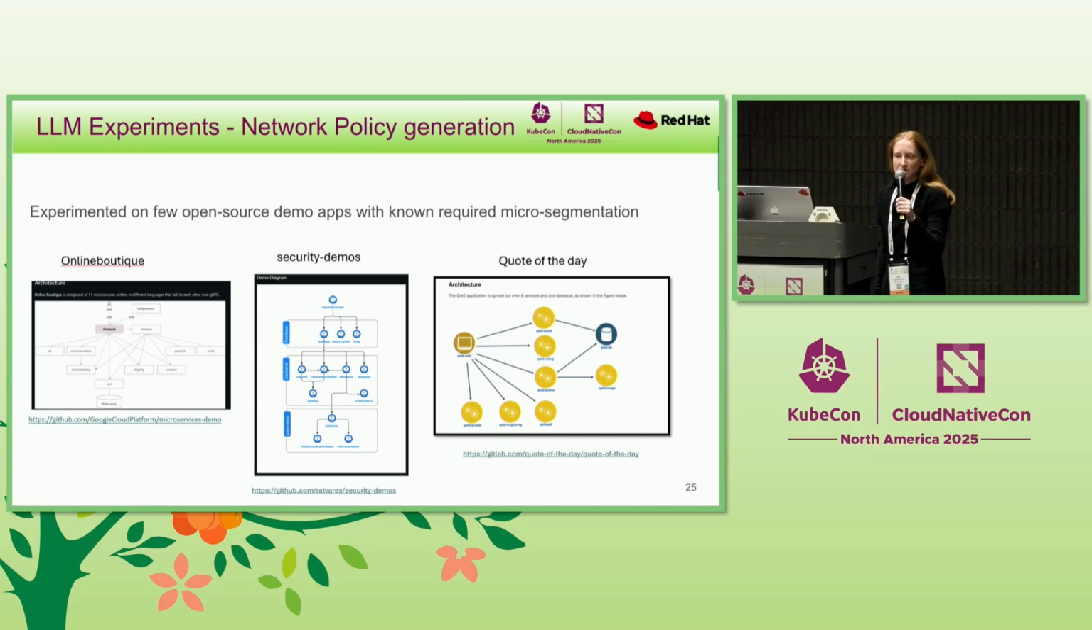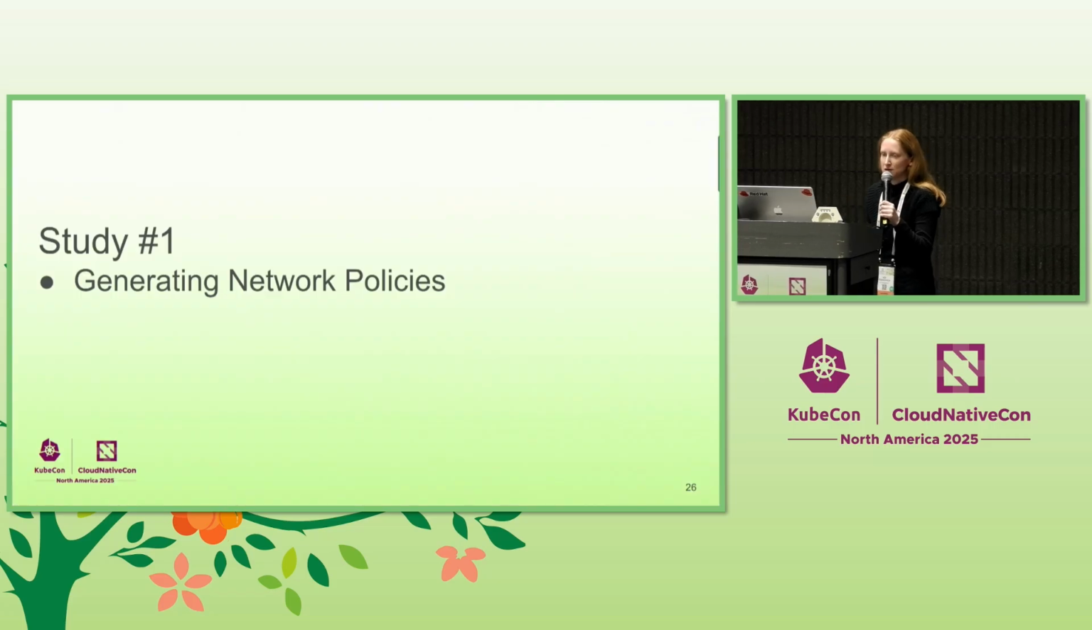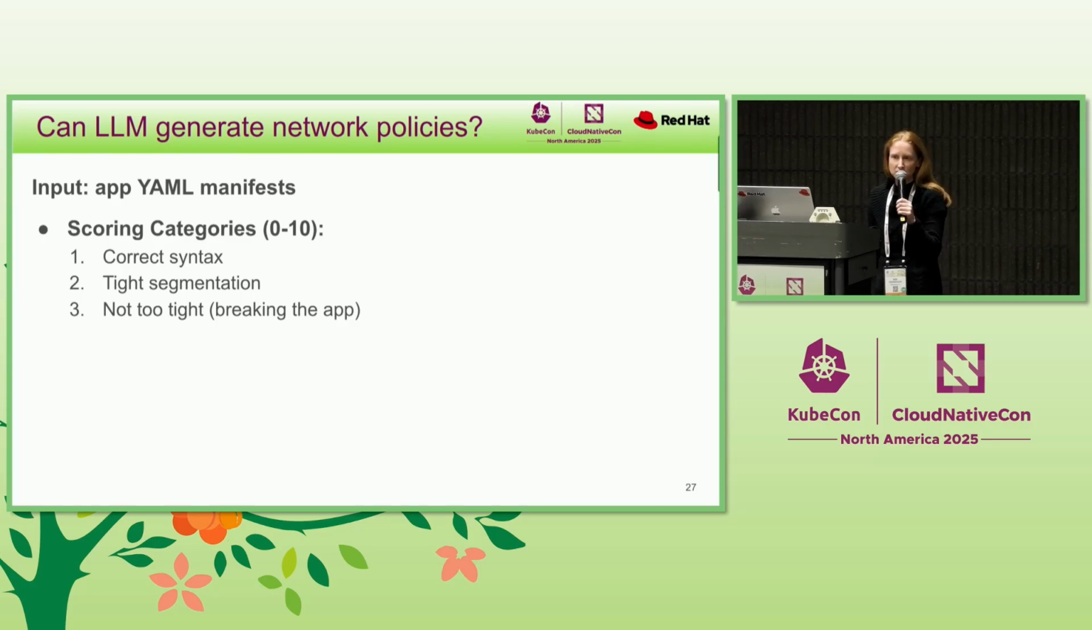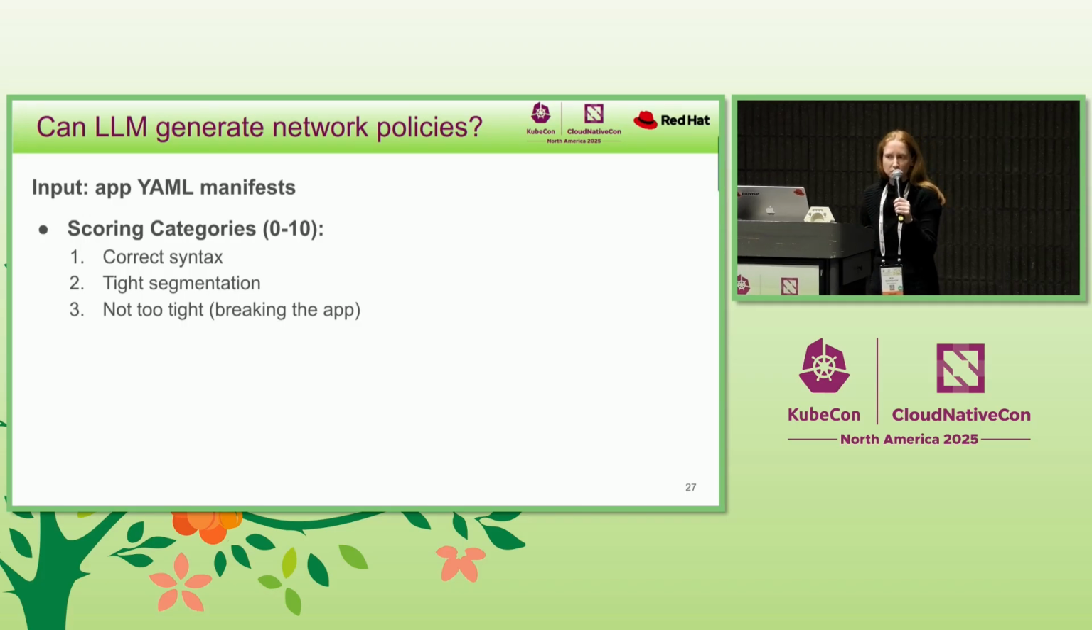So I did this experiment on 3 open source demo apps for which we have the known required microsegmentation in front of us. These are the reference architecture, so we can compare the generated connectivity to these references. So first, let's discuss generating network policies. The input for this prompt was the app YAML manifest, the services, the deployments, the config maps, everything relevant. And scoring was for 3 categories. Does it create policies with correct syntax? Does it create tight segmentation? And is it not too tight? Does it not break the app?